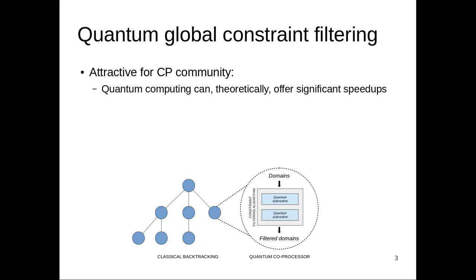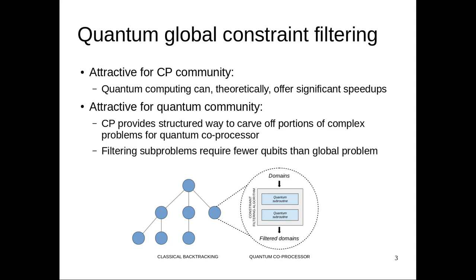We believe that quantum global constraint filtering is attractive for the CP community, as quantum computing can theoretically, as we will show in this presentation, offer significant speedups. We also believe that this concept is quite attractive for the quantum community because constraint programming provides a structured way to carve off portions of complex problems that can then be worked on by a quantum coprocessor. Filtering subproblems, just by their nature, require fewer qubits than to solve the entire global problem, and so these filtering subproblems become feasible on earlier, smaller quantum coprocessors.